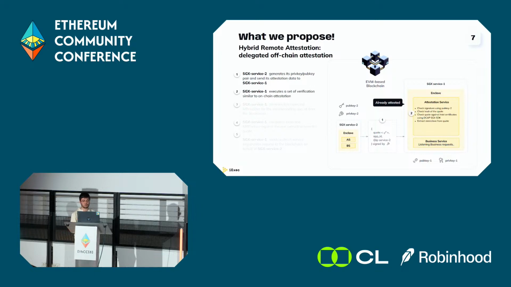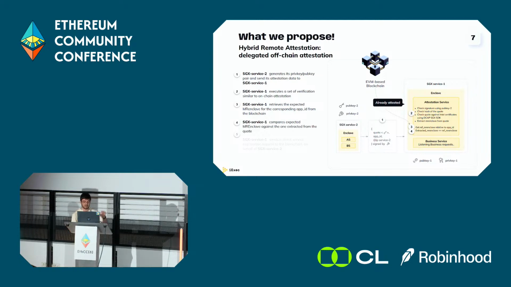Then this service will execute a set of verifications, just like what we did on-chain, which means that we are going to verify the signature using the public key embedded inside the payload. We are going to check the hash of the code, check the code against Intel certificates using the official DCAP SGX SDK, and we are going to extract the MR enclave that distinguishes our application from the code. Then we are going to get from the blockchain the reference MR enclave, or the ground truth MR enclave, relative to the expected application, our application ID.